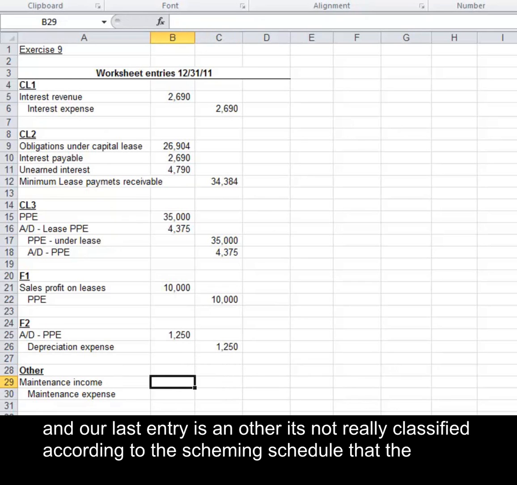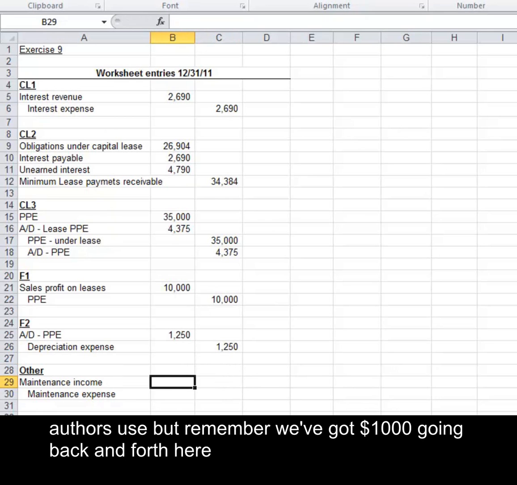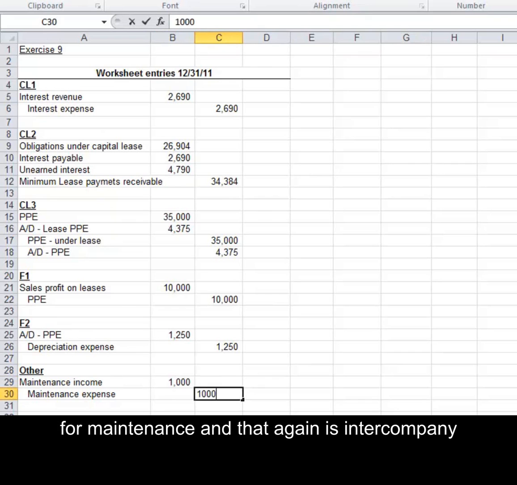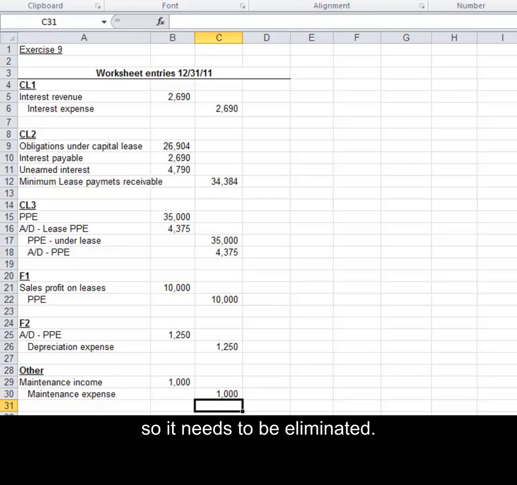And our last entry is an other. It's not really classified according to the scheme schedule that the authors use. But remember, we've got $1,000 going back and forth here for maintenance, and that again is intercompany, so it needs to be eliminated.